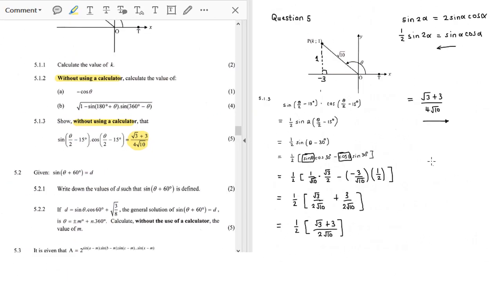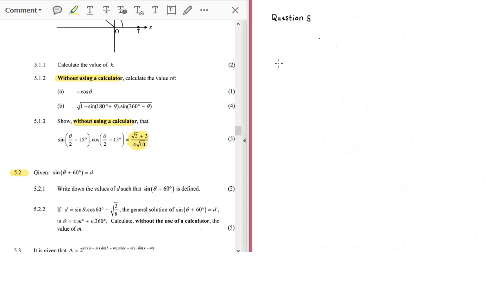Now we can move on swiftly to question 5.2, and in question 5.2 we are now in our general solutions. This one is quite a simple one, so let's get to it. Whenever we're given something, we're most definitely going to use it. So we are given that the sine of theta plus 60 degrees is equal to d.